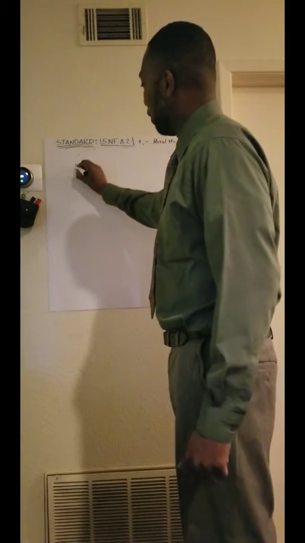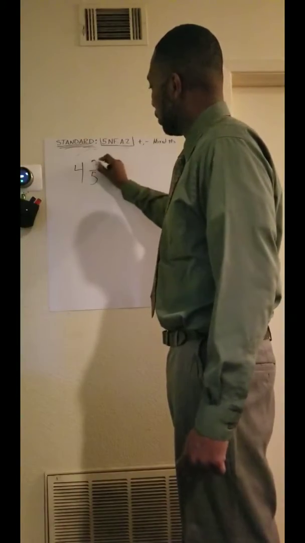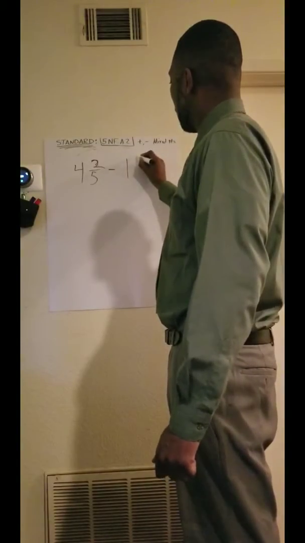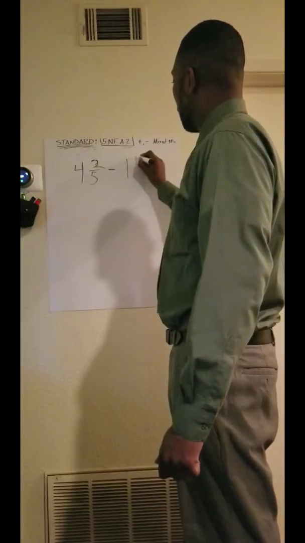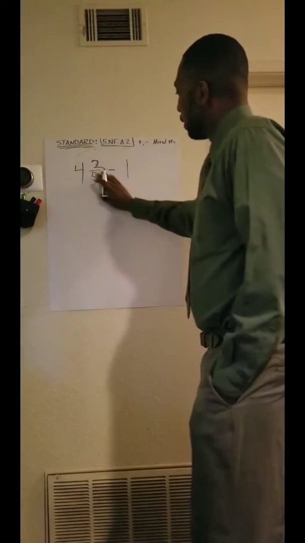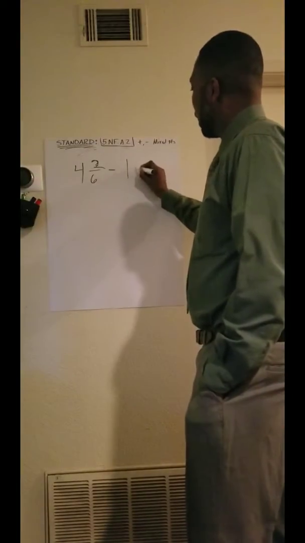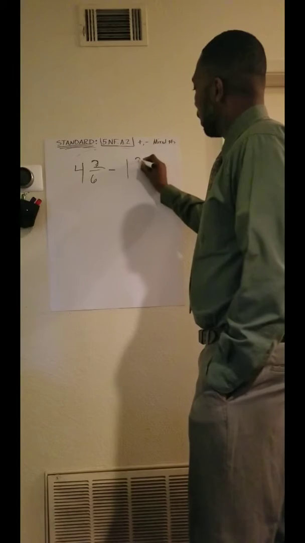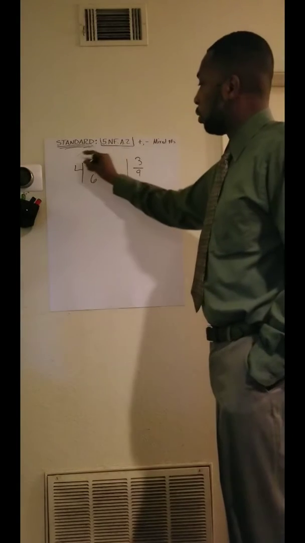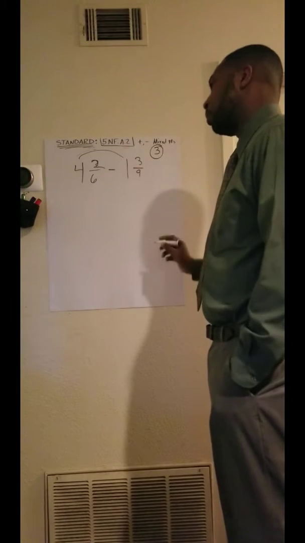Okay. I'm going to go 4 2/5 minus 1, and I'm trying to find something more simple. We'll change that 5 to a 6 and minus 1 3 ninths. Okay? First thing we're going to do, our whole numbers. 4 minus 1 is 3. Circle the 3, put the 3 up there.